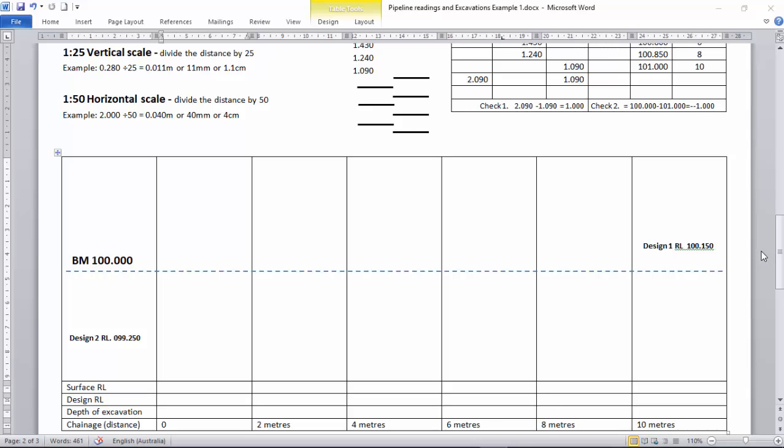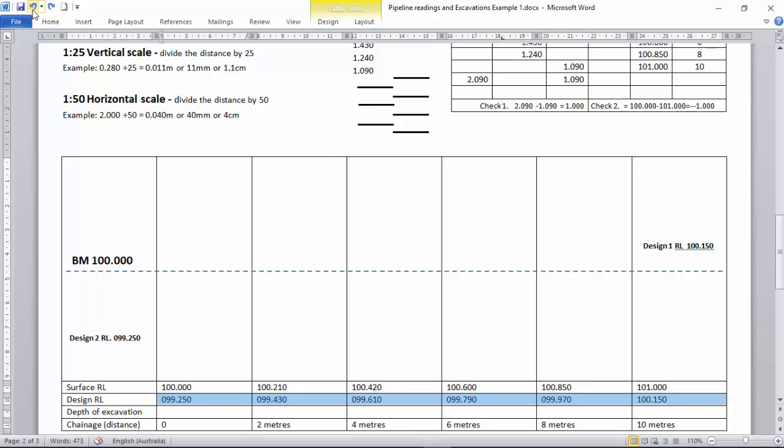Hi everyone, this is part 2 of Pipeline Readings and Excavations Example 1, and this just shows us how to complete the calculations and to draw our drainage line as well as our contour line. Okay, the first thing we do, we've completed these heights, the surface RL and the design RL, so we'll just put those in. There we have it.